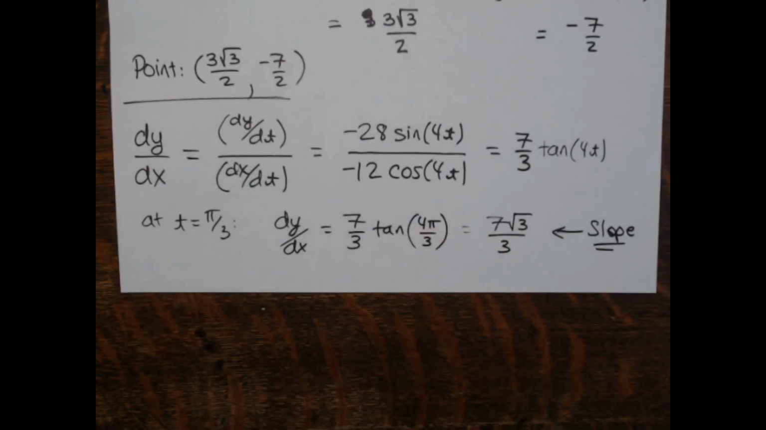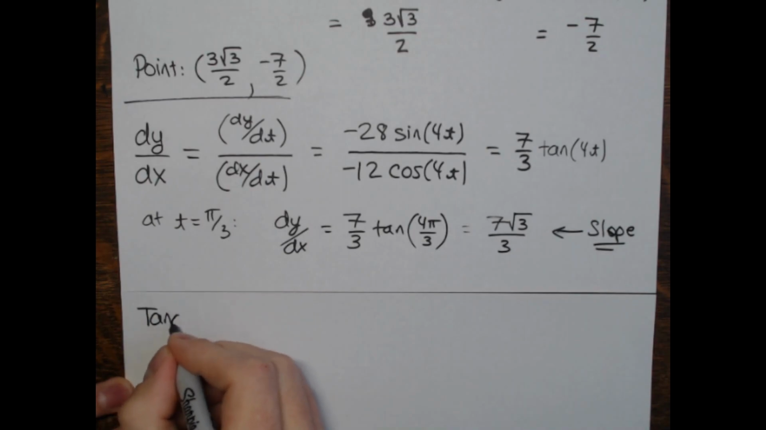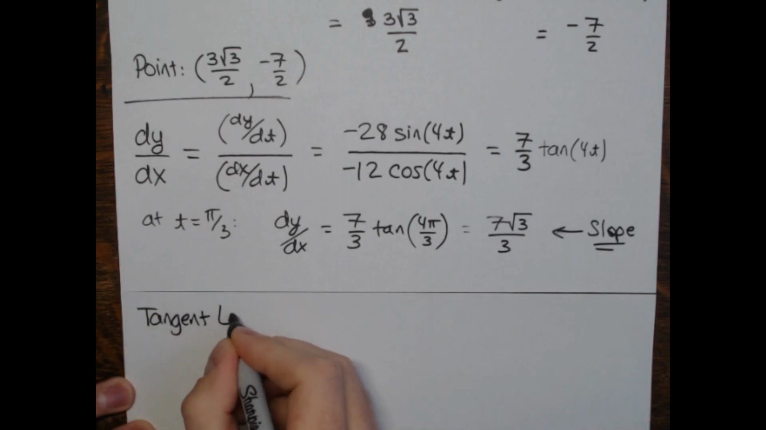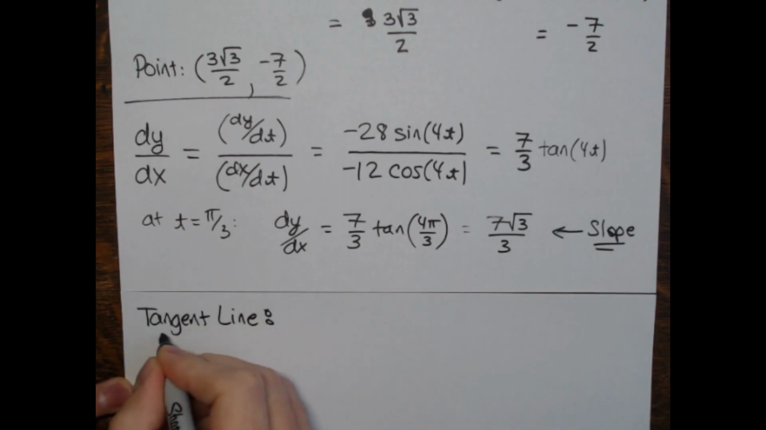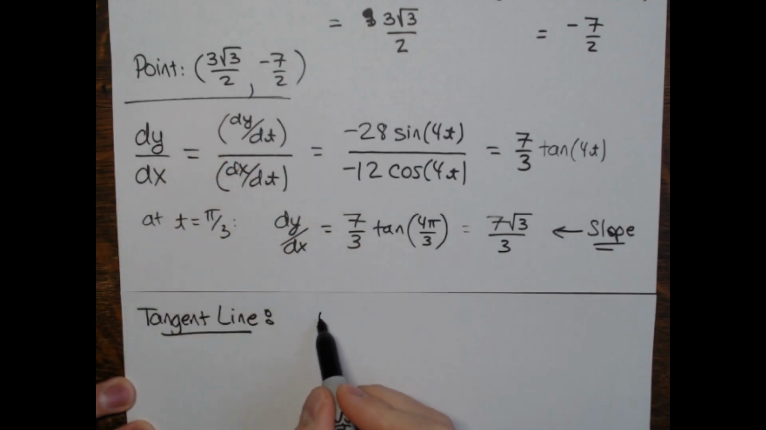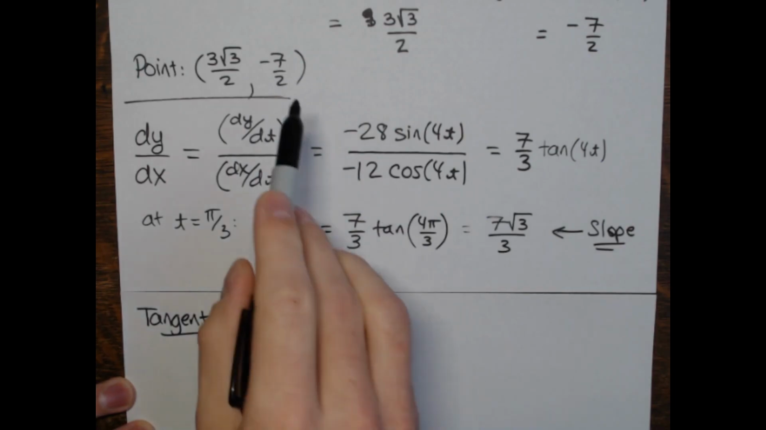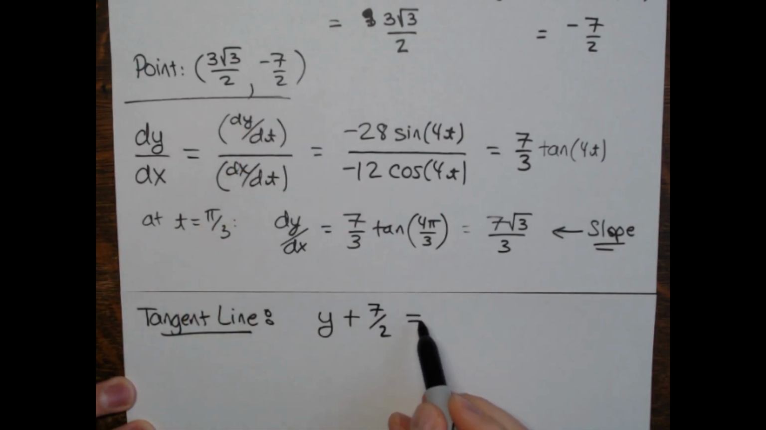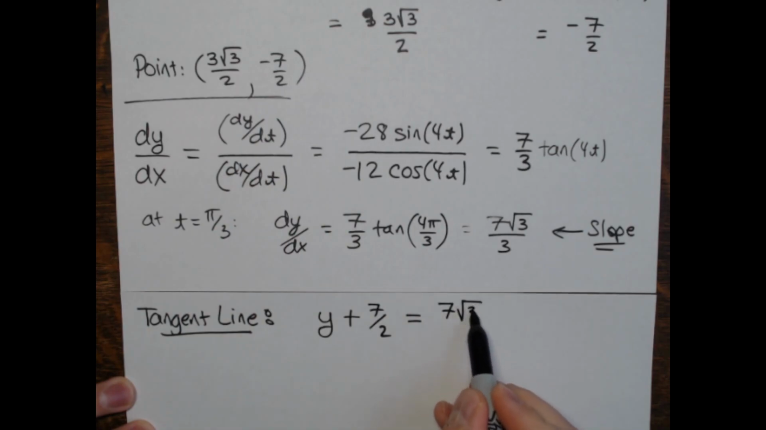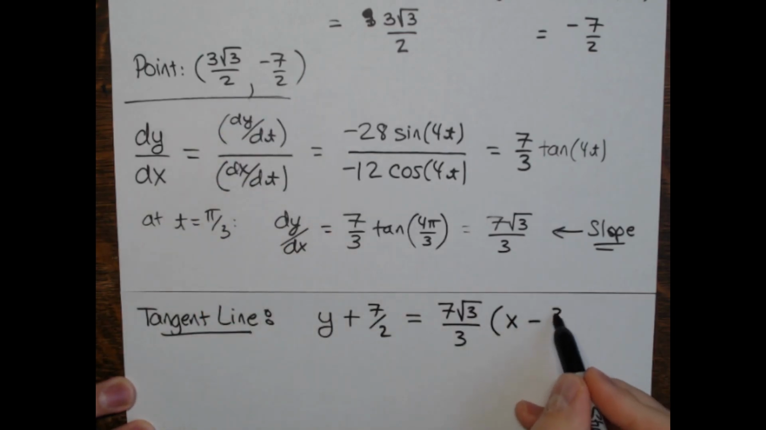So the equation of the tangent line, I can start off writing it in point-slope form. So there's my point, there's my slope. So y minus negative 7 halves equals the slope, 7 root 3 over 3, times the quantity x minus 3 root 3 over 2.